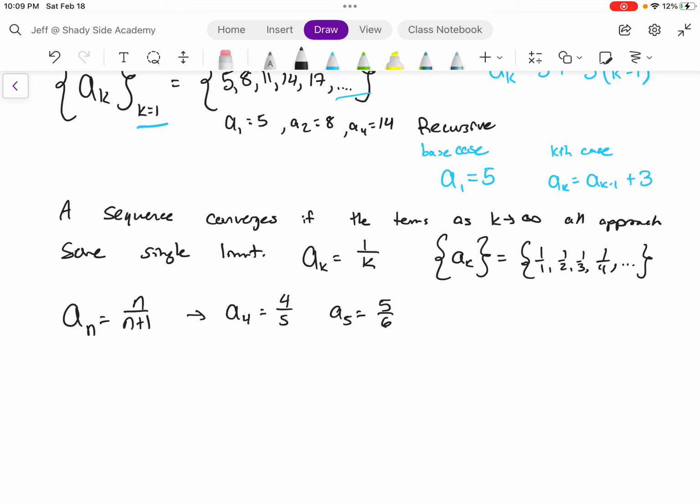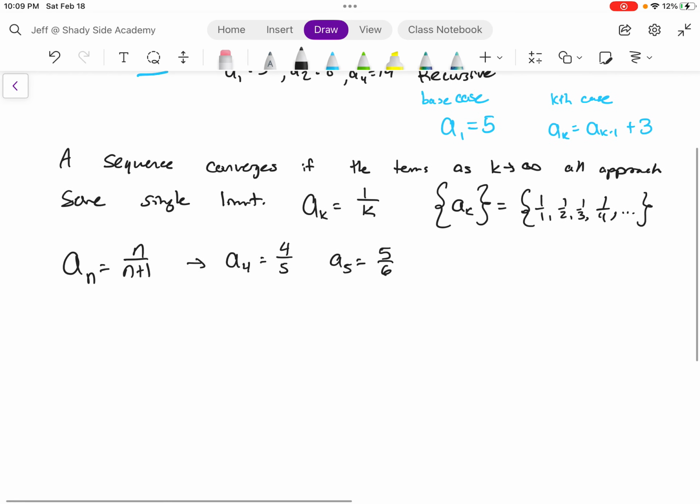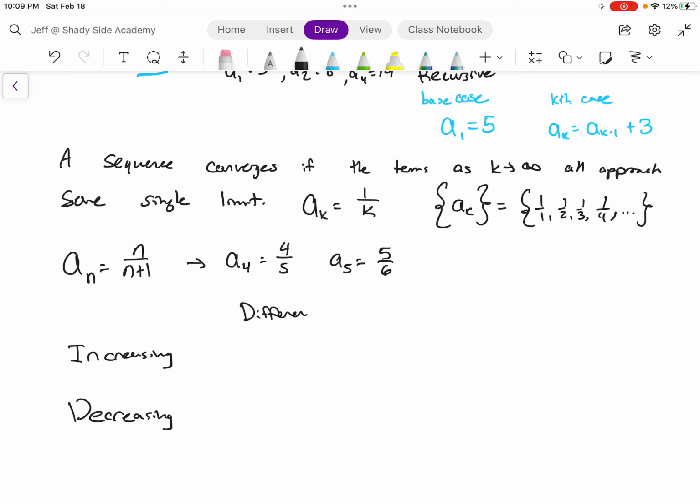And we could look at this and categorize it. It turns out we're really interested in categorizing sequences as increasing or decreasing. You might think those terms are obvious, but they actually have kind of a silly definition. We have two ways of classifying things as either increasing or decreasing: a difference test and a ratio test.